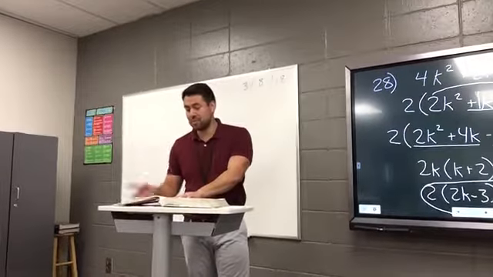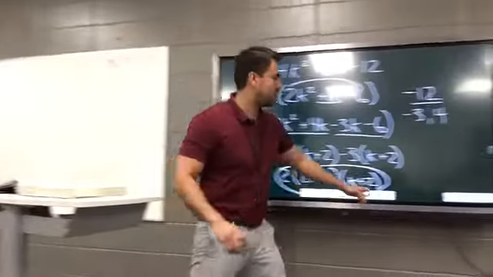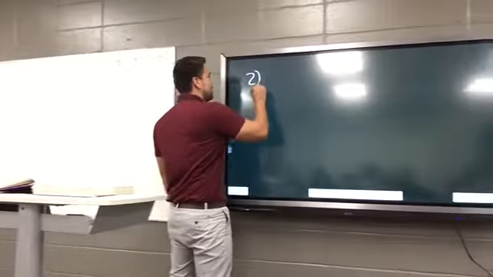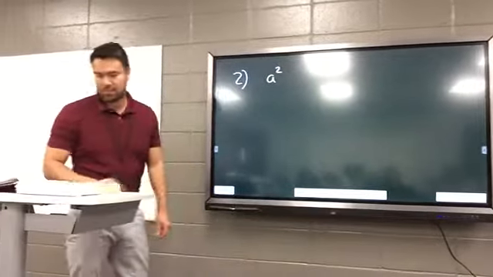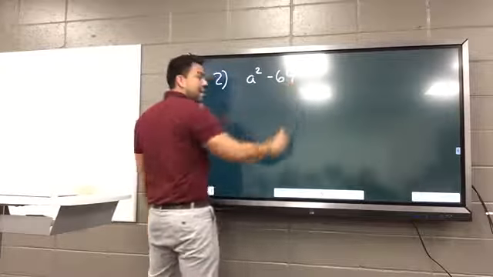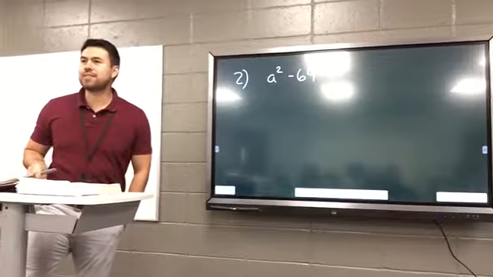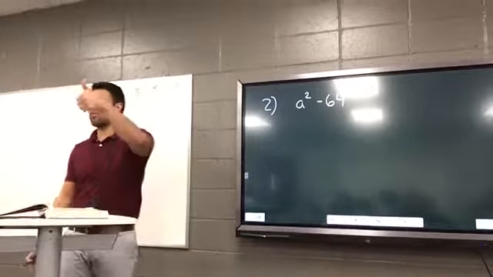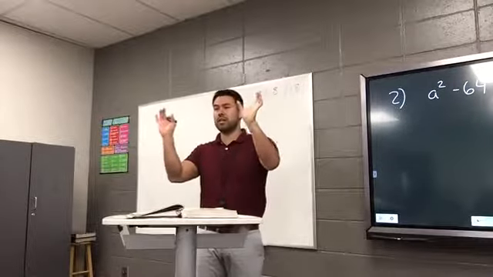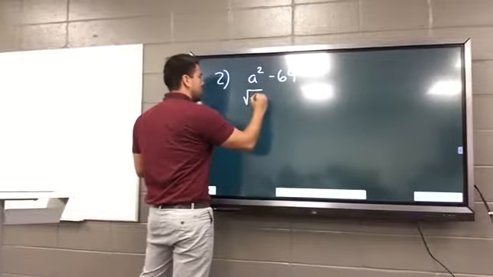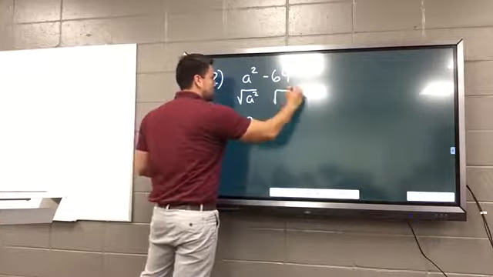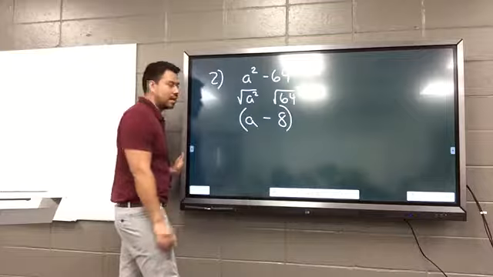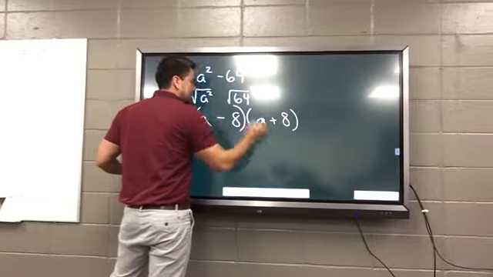10-4. I hope this one's the easier one out of all the factorings. So easy. Number 2. A squared minus 64. All right, 10-4 was about differences of squares. And I'm looking at this. Is that a difference of squares? So is it a difference? Can both terms be square rooted? So it's a difference of squares. The square root of a squared is a. The square root of 64 is 8. Subtracting each other, I have one term, next term, plus 8. Done.